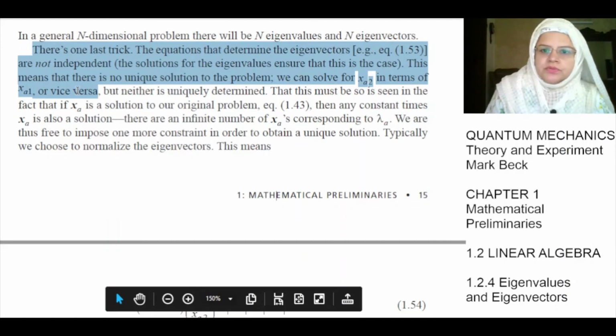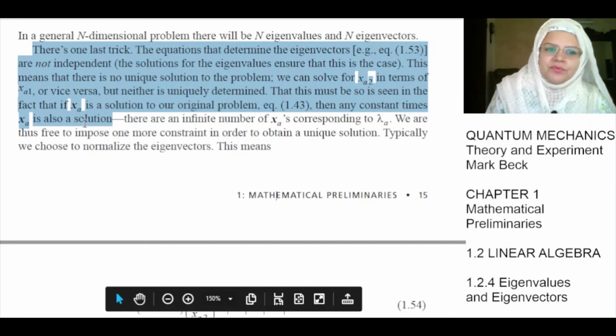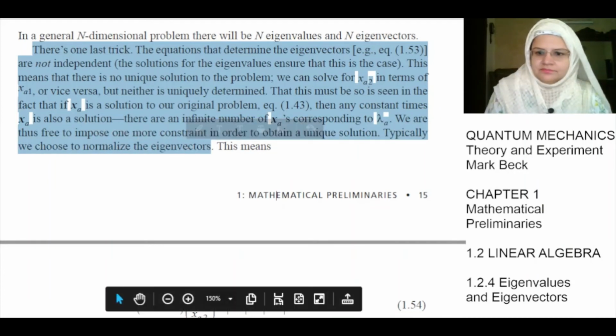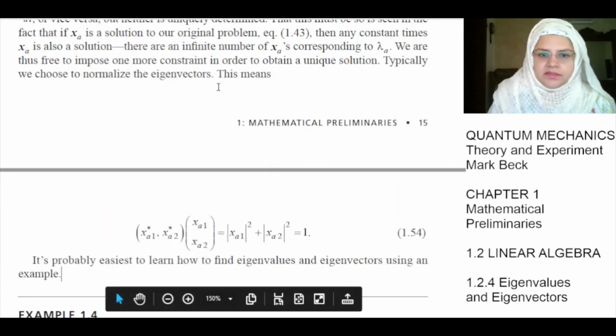That this must be so can be seen in the fact that if xa is a solution to our original problem, equation 1.43, then any constant times xa is also a solution. There are an infinite number of xa's corresponding to lambda A. We are thus free to impose one more constraint in order to obtain a unique solution. Typically, we choose to normalize the eigenvectors. This means row (xa1 conjugate, xa2 conjugate) times column (xa1, xa2) is equal to mod xa1 squared plus mod xa2 squared, which is equal to 1.